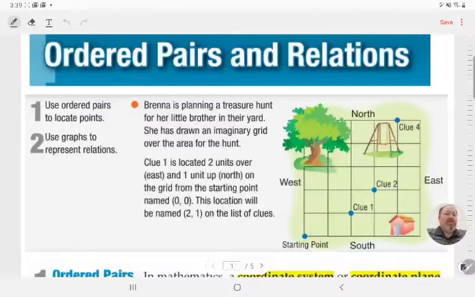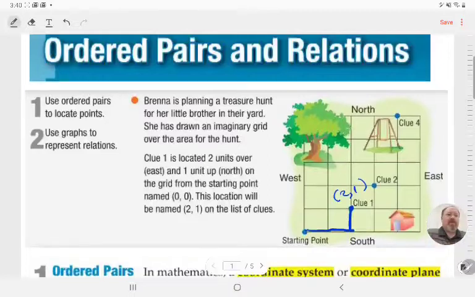So what they're talking about is you would go to the right or east 2 points, and then up 1. That would be clue 1, which would be 2, 1. Okay? All right.